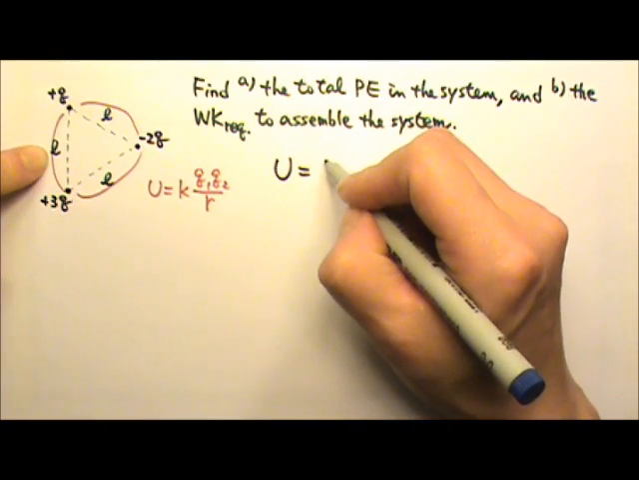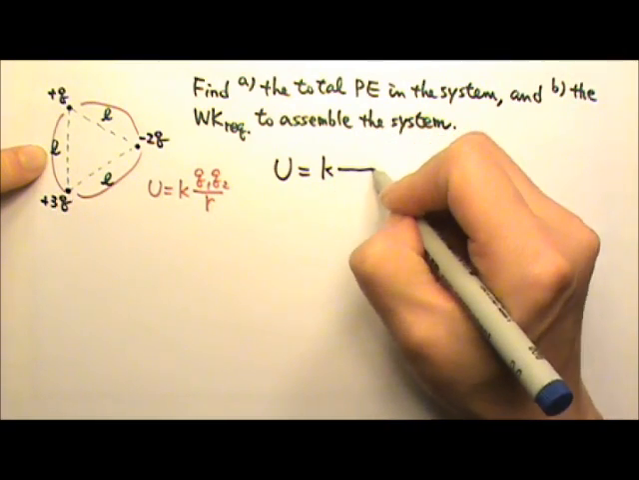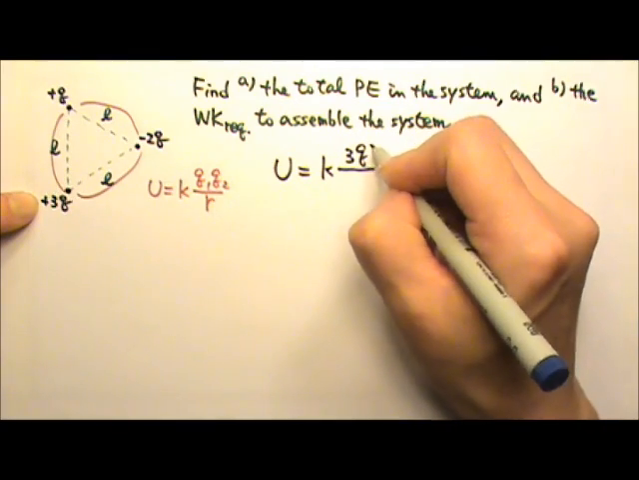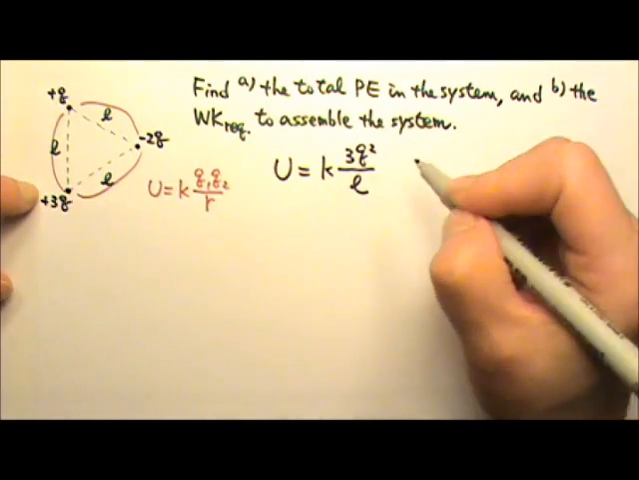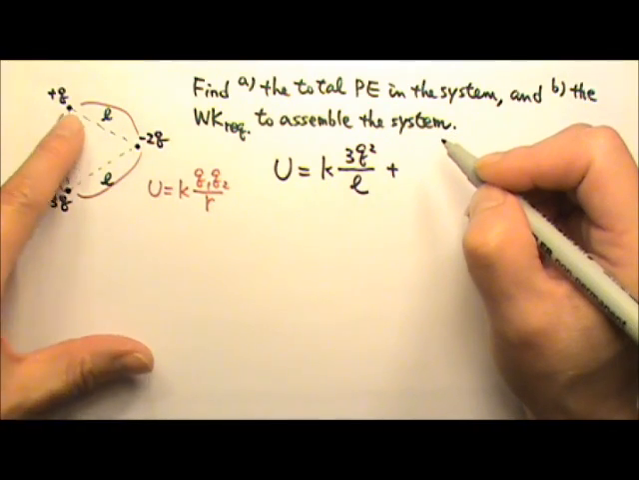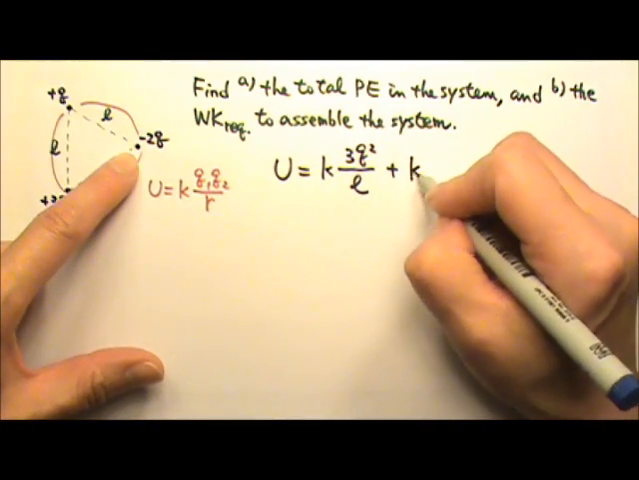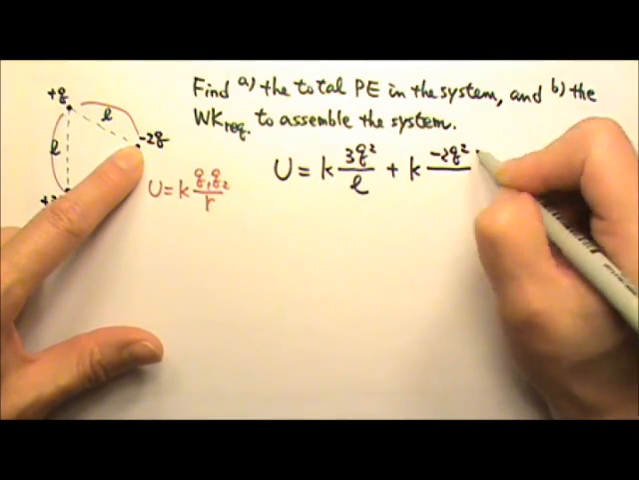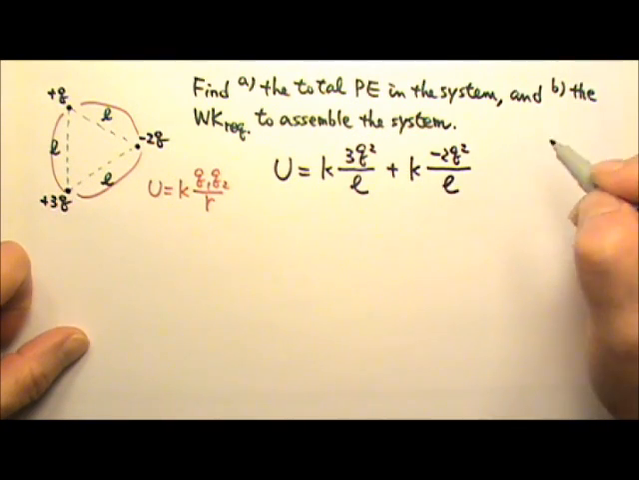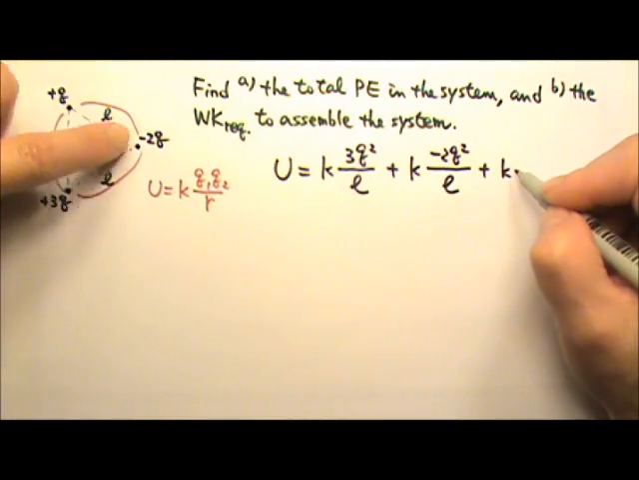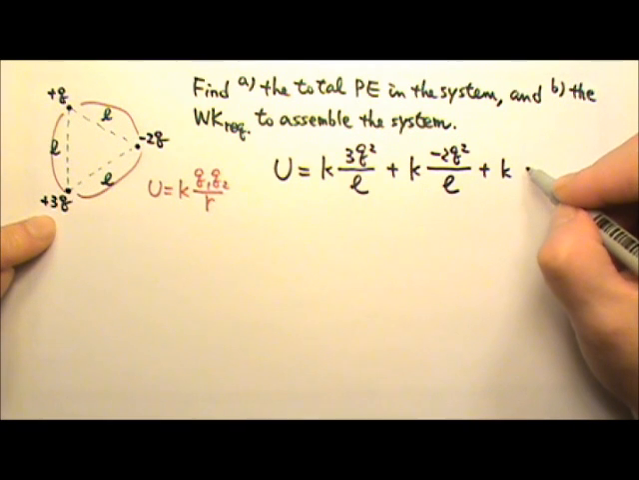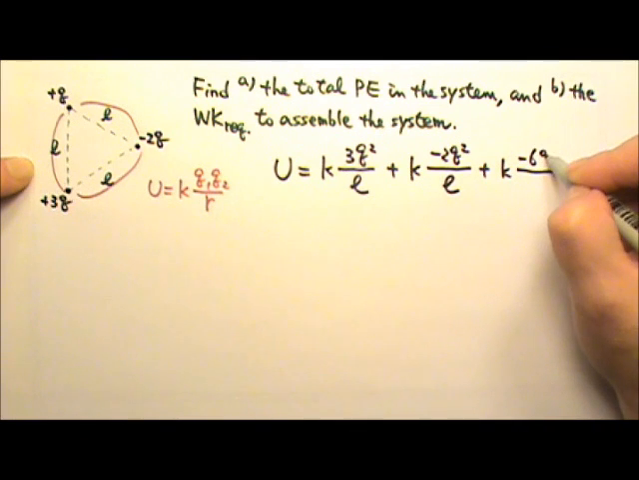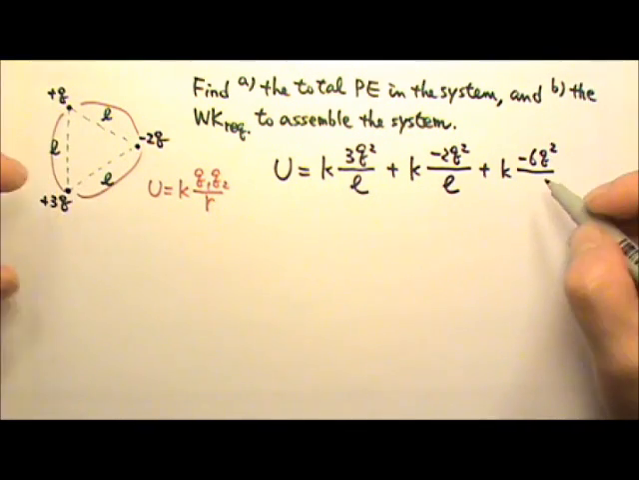The potential energy between those two charges will be k Q1 times Q2. That will be k 3Q squared divided by distance L. The potential energy between this pair will be k Q1 times Q2. That will be negative 2kQ squared divided by the distance L. And then the last pair of charges here would be k Q1 times Q2. That will be negative 6kQ squared divided by the distance L.